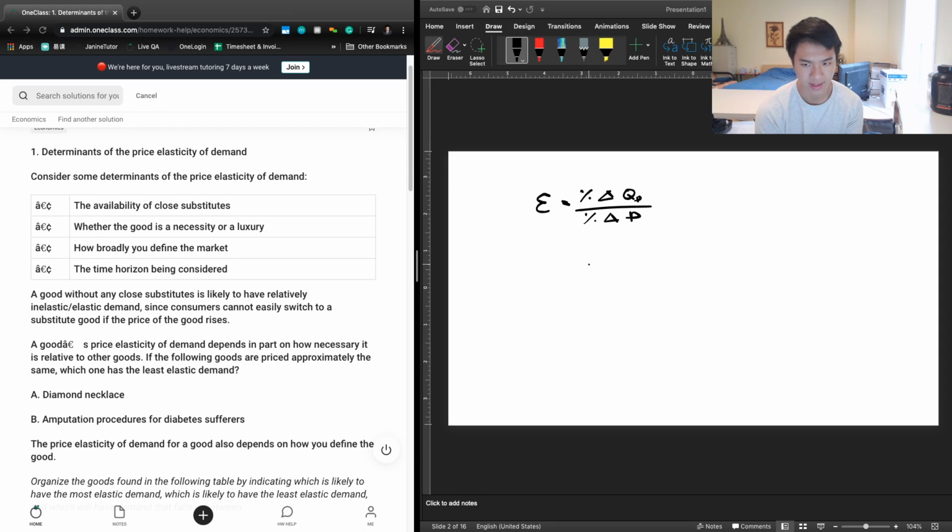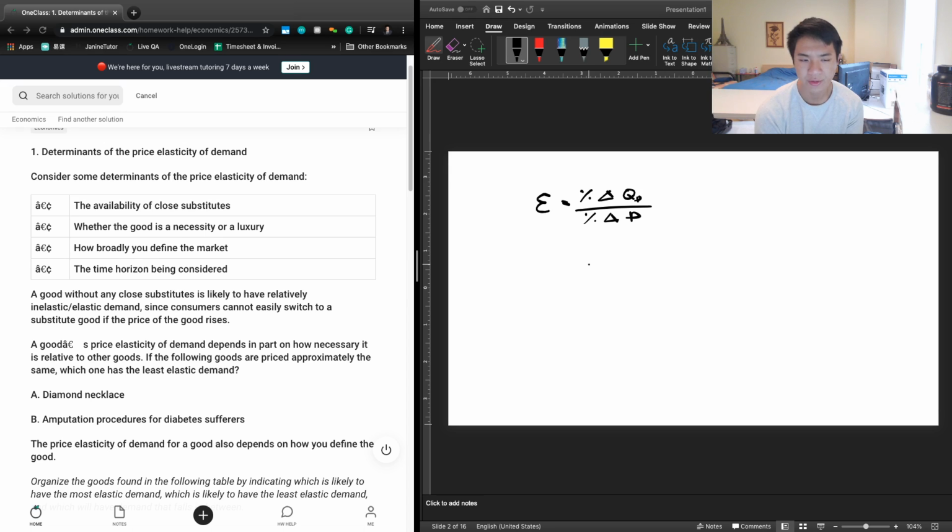Inelastic simply means that when price changes, the quantity demanded changes relatively less. So demand is less responsive to price changes than we would expect normally. Whereas elastic demand is referring to the opposite scenario where quantity demanded is more responsive to price changes than we would normally expect to be the case.